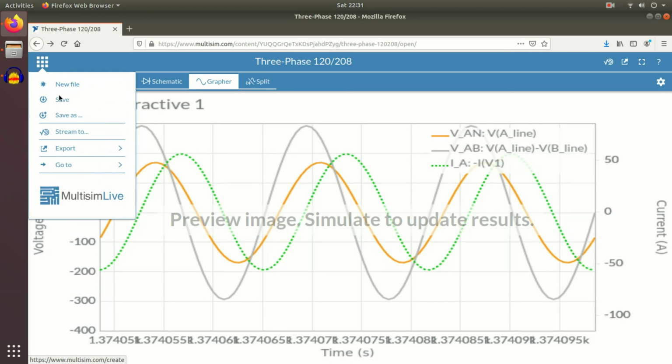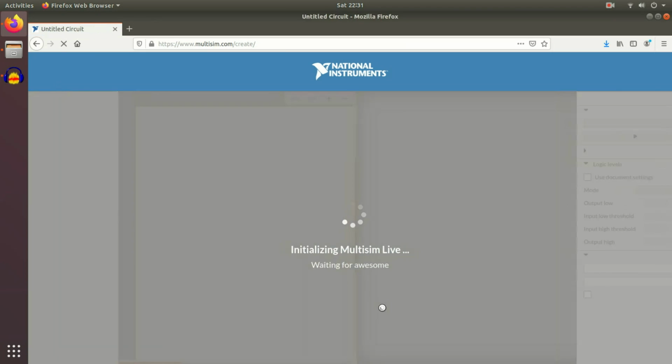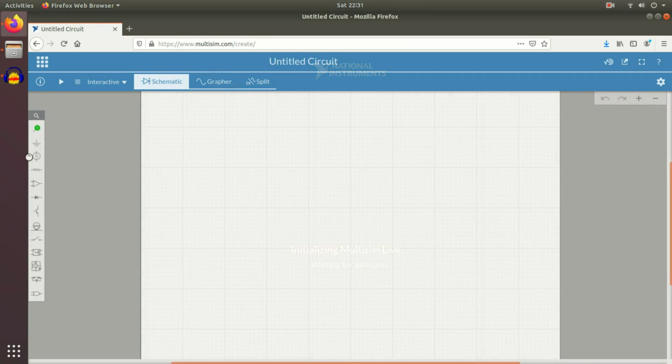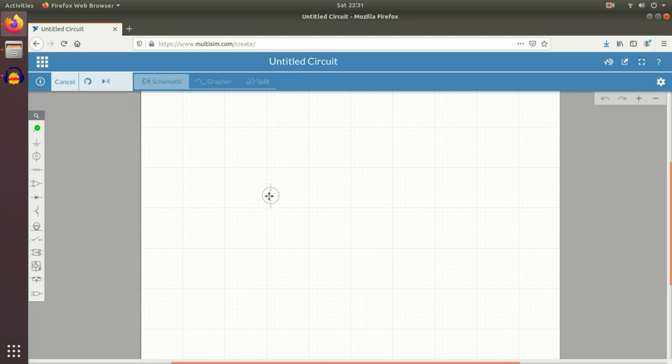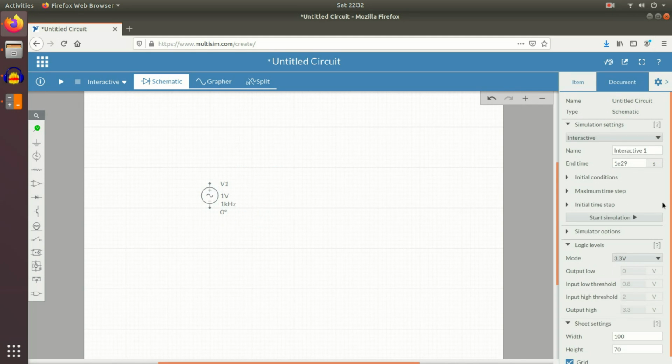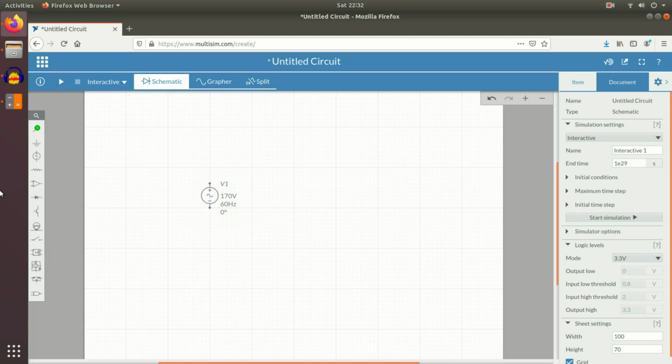Now we're going to shift over to Multisim and perform the same steps. So the first thing to do is open a new file, and then we're going to enter our schematic. So you start here with a voltage source. By default, it's 1 volt at 1 kilohertz. That's not what we want. We want the voltage to be 120 volts RMS, so we're going to set that to about 170. And then 60 hertz.